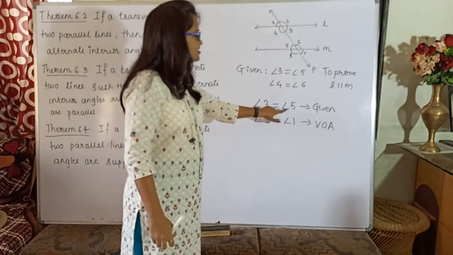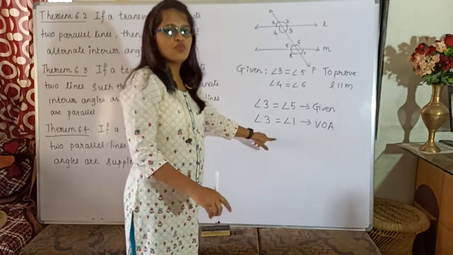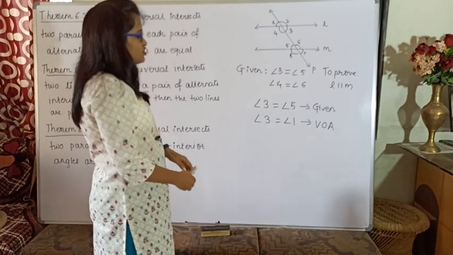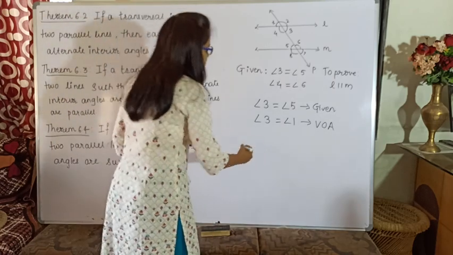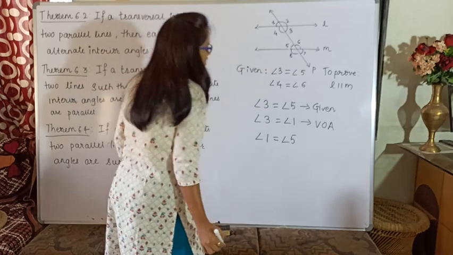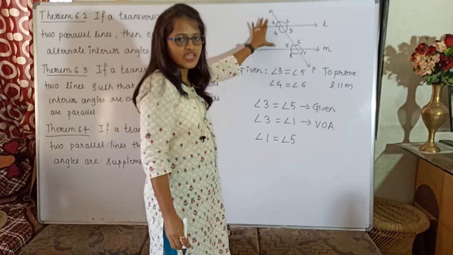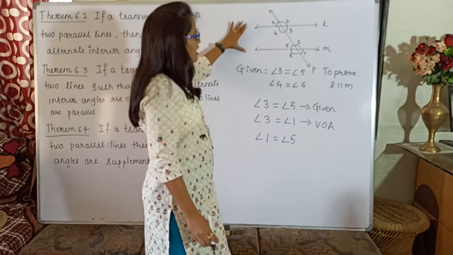So angle 3 is equal to angle 5, given information, but angle 3 is equal to angle 1. Why? Because both are vertically opposite angles. Again, their left hand sides are equal and hence their right hand sides will be equal. So angle 1 is equal to angle 5. But what are these two angles? These two angles are the corresponding angles, for lines L and M.